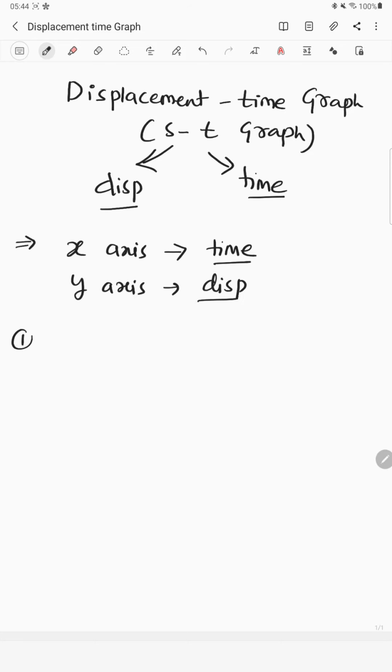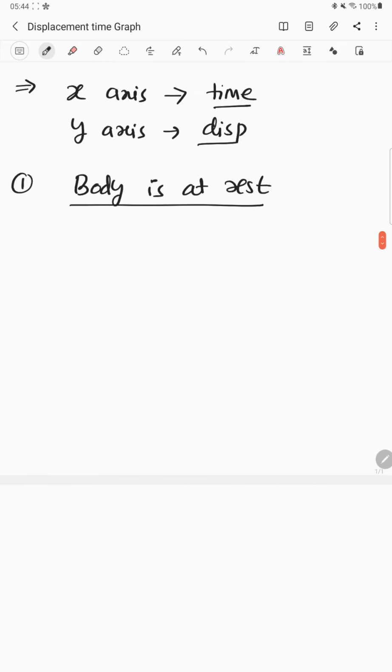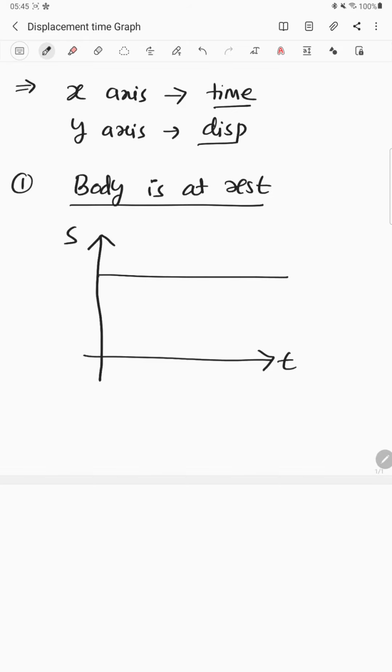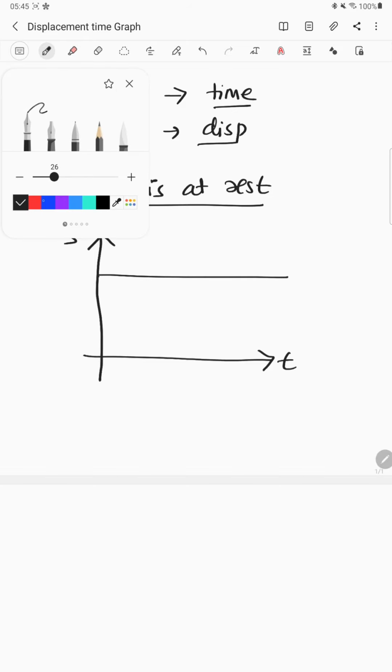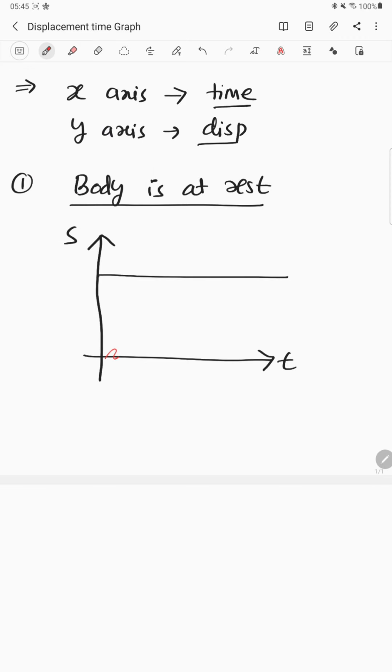Now for example, the first case is if the body is at rest. Body is at rest means it is not at all moving. Its displacement is not changing. If its displacement is not changing, it is at rest. Now look at this. This is the graph. If you analyze this, here time is passing. For example, time is 1 second, now 2 seconds, 3 seconds, 4 seconds.